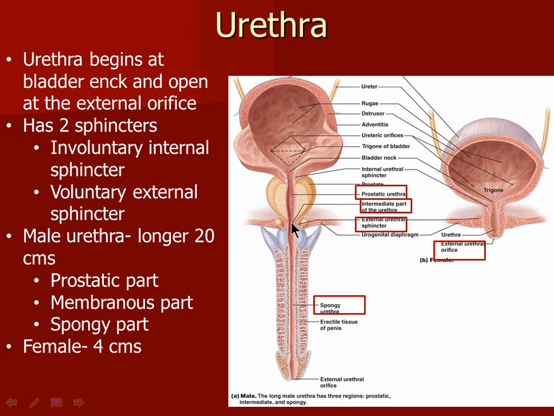Then we have a part where it's passing through the external sphincter, where that part is known as the membranous part of the urethra, or here what is labeled as the intermediate part is also known as the membranous part of the urethra. It's called membranous because there are two membranes which are above and below that external sphincter. And then it goes into the penis, into a particular part of the penis called the corpus spongiosum. So this part is known as the penile or spongy urethra. It's also known as the penile urethra.